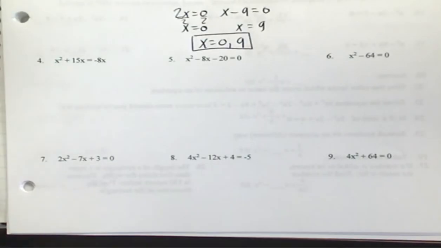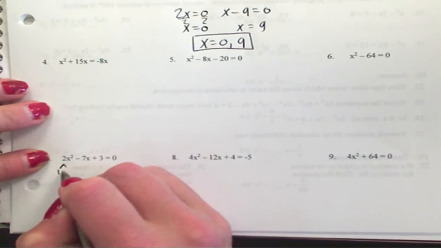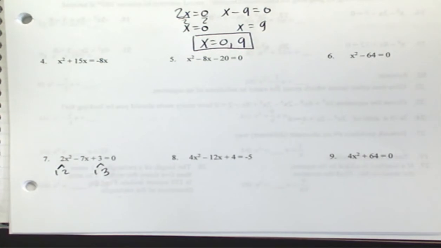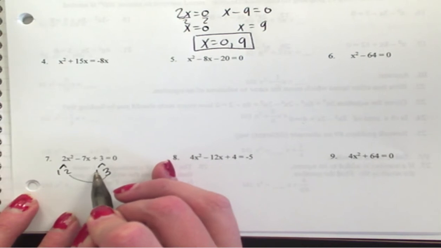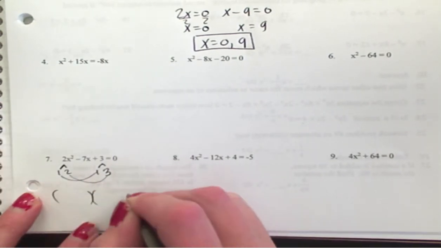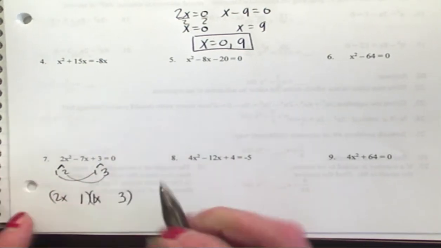There it goes. Okay, flow chart. Do you have 1x? No. Can you factor it? Hopefully. So 2 and 3 are both prime, and I'm going to try to get to 7. So I think that would be 6 and 1. All right, so let's set up our factors: 2x and 1x, 3 and 1.